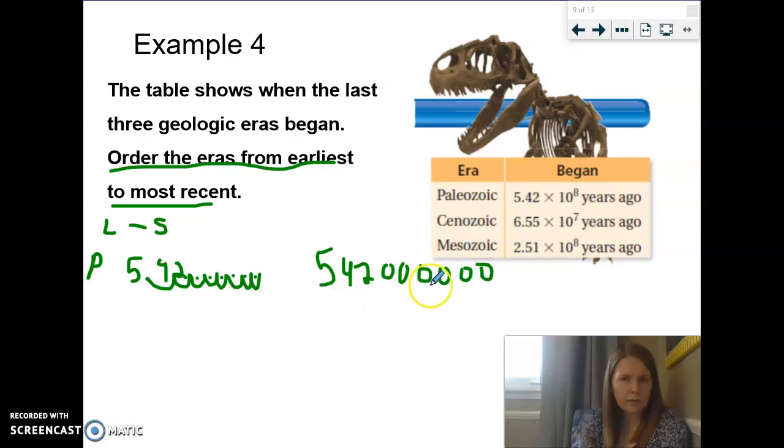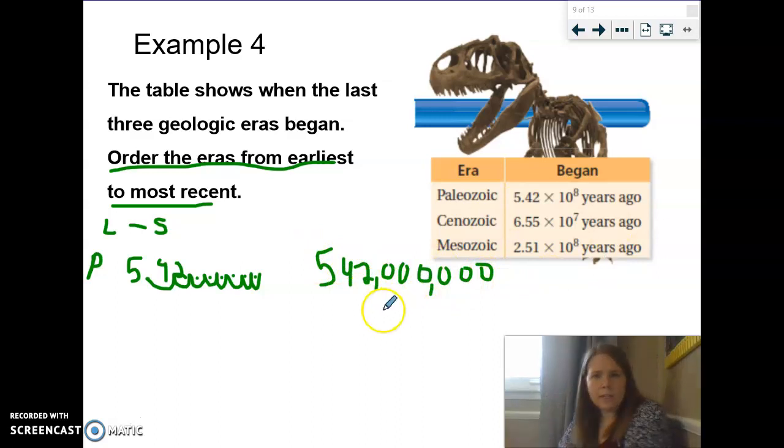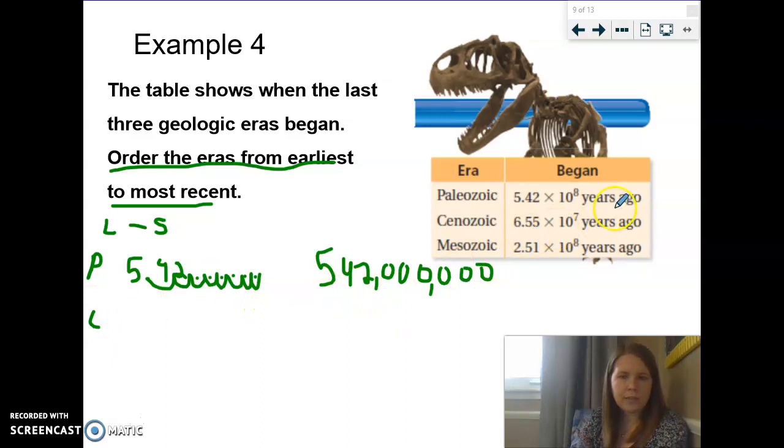Whew, that's a long one. All right, add in my commas then. So this is how long ago the Paleozoic era started. Let's go to the Cenozoic then. Cenozoic, I've got 6.55, and I'm going to move this one 7 decimal places over.